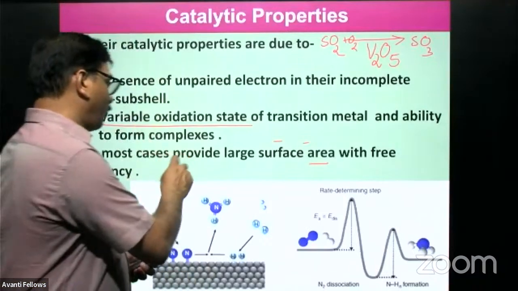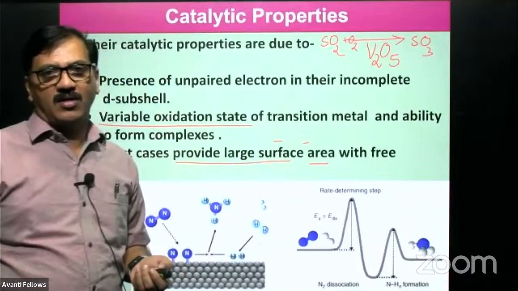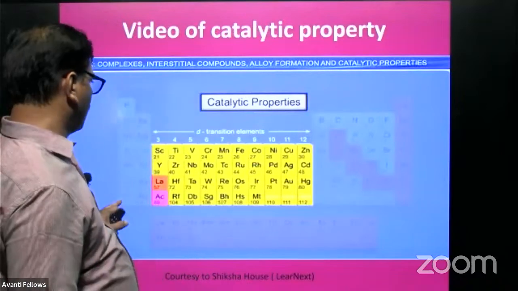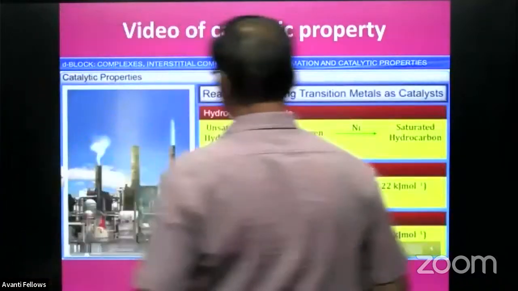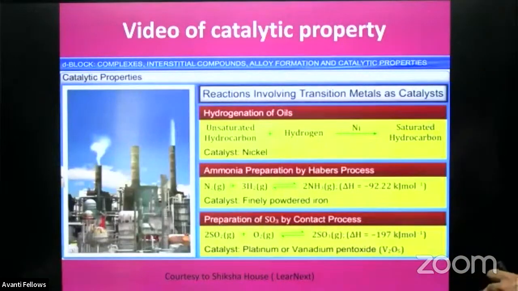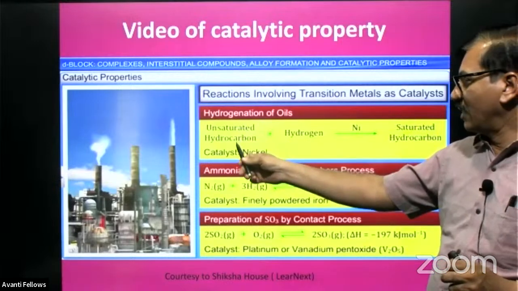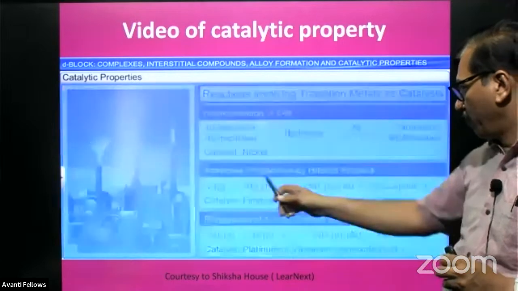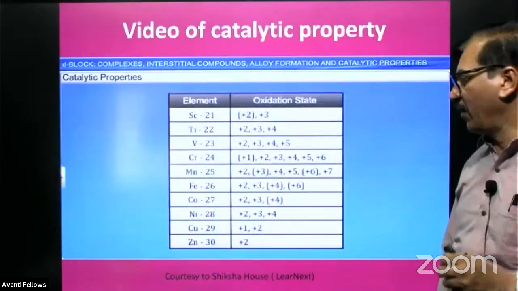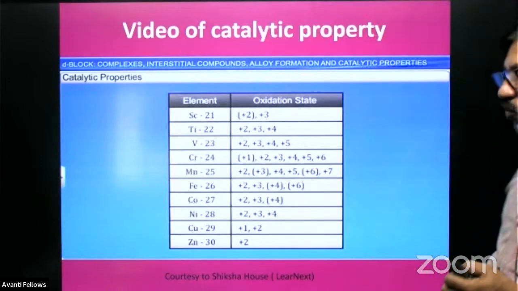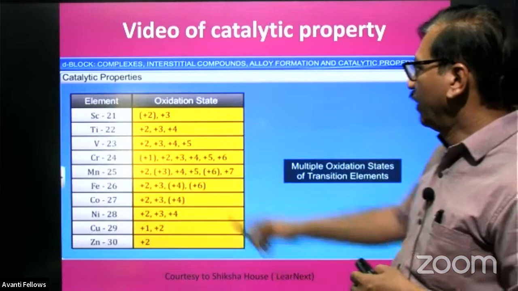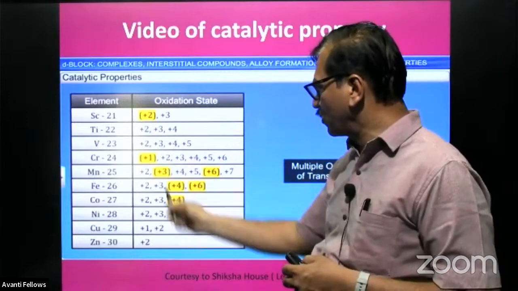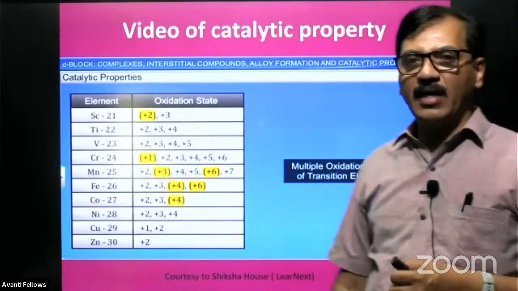So for that, it should provide a large surface area available for adsorption, right? Look at this. Nickel is used to convert an unsaturated hydrocarbon to a saturated hydrocarbon, by addition of H2. For the preparation of ammonia, we have taken Fe. And in the Ostwald process, we need platinum. The catalytic property is because of the multiple oxidation states. As we have discussed all this, multiple oxidation states make this possible.